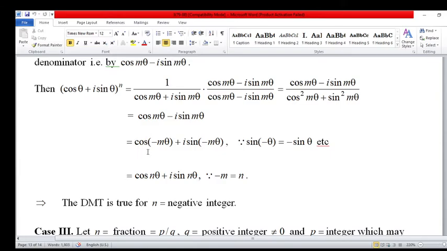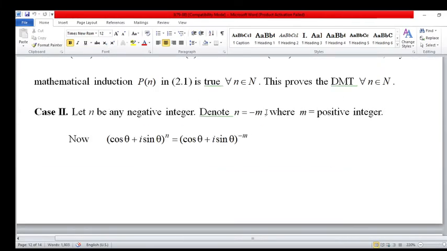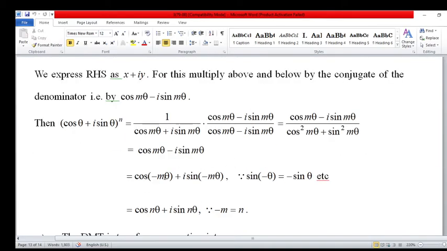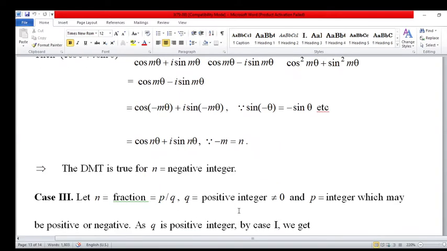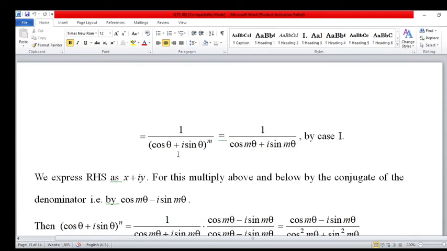So this is again converted into minus m means n. So put here minus m means n. So cos n theta plus i sin n theta, since minus m is equal to n. This type, DMT is proved for n is negative. This is the second case.